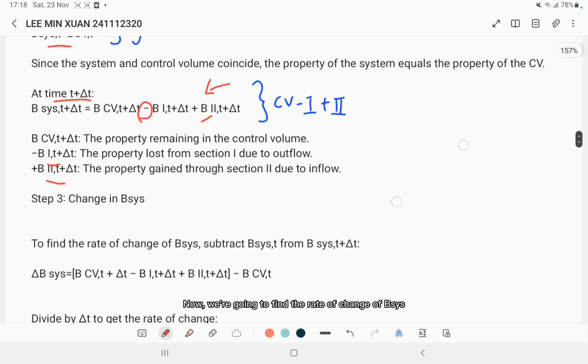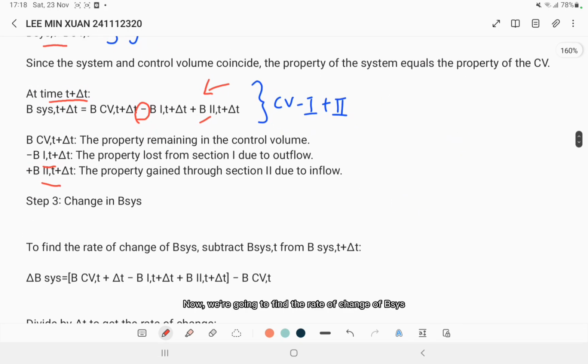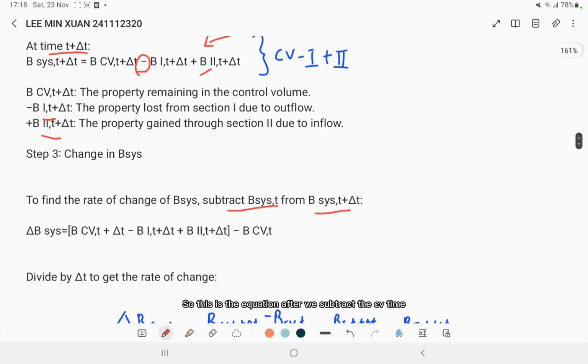Okay, now we're going to find the rate of change of B system. To find the change in B system, we have to subtract the B system at time t from the B system at time t plus change of time. So this is the equation after we subtract the control volume at time t.